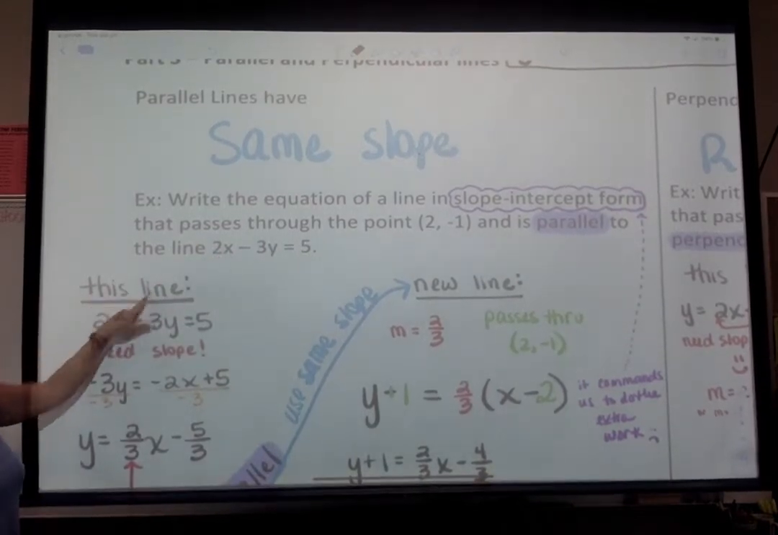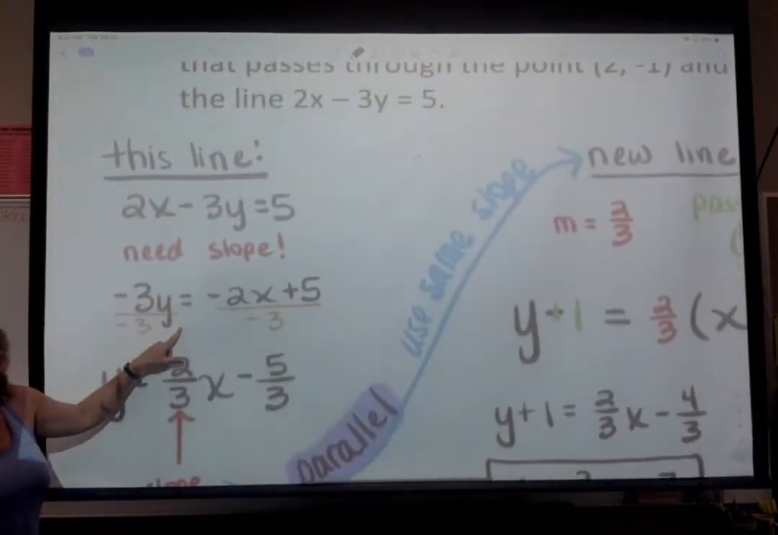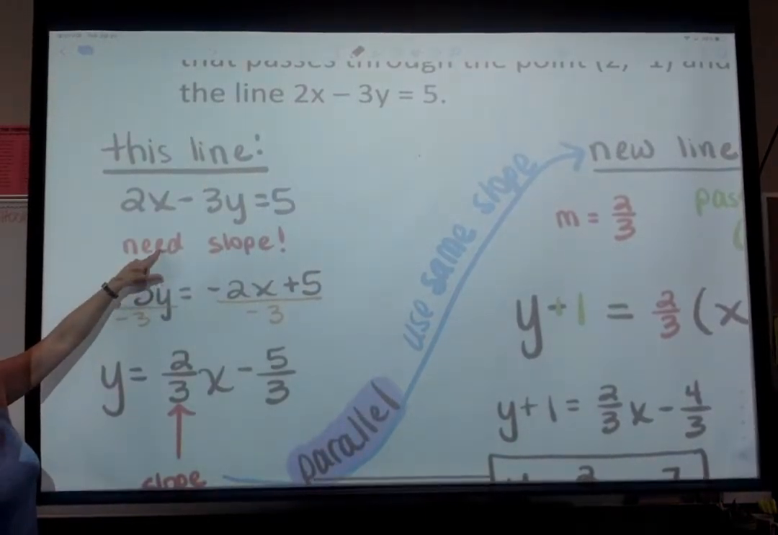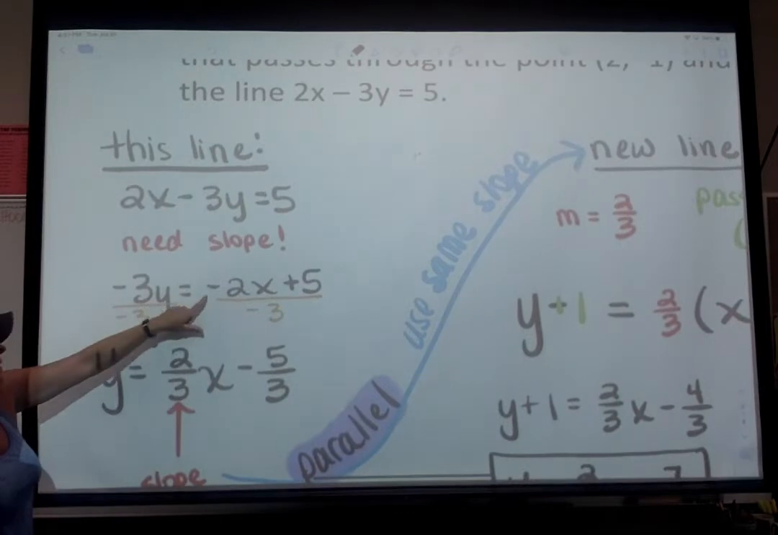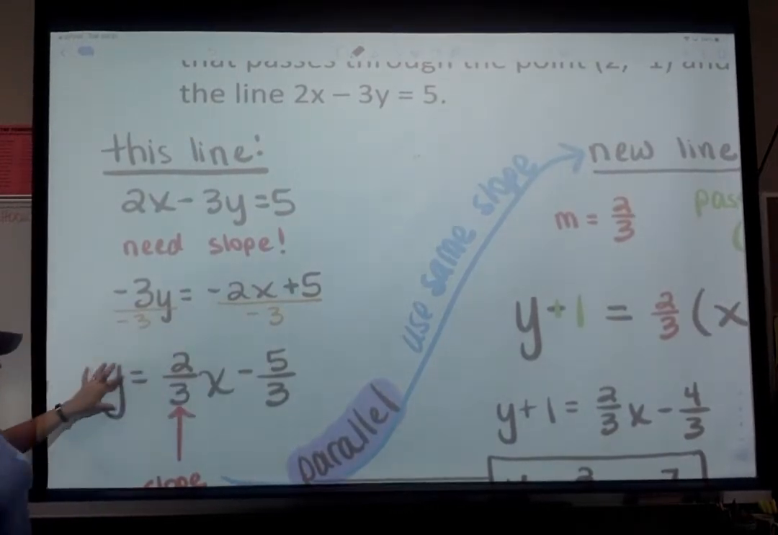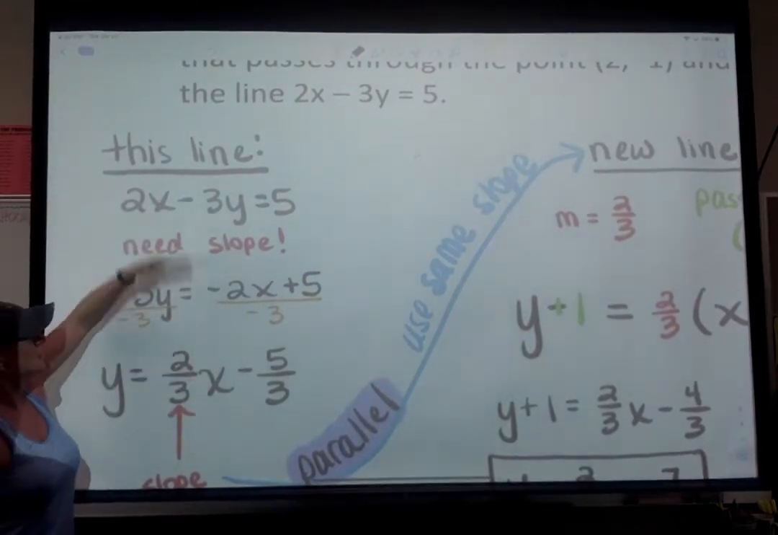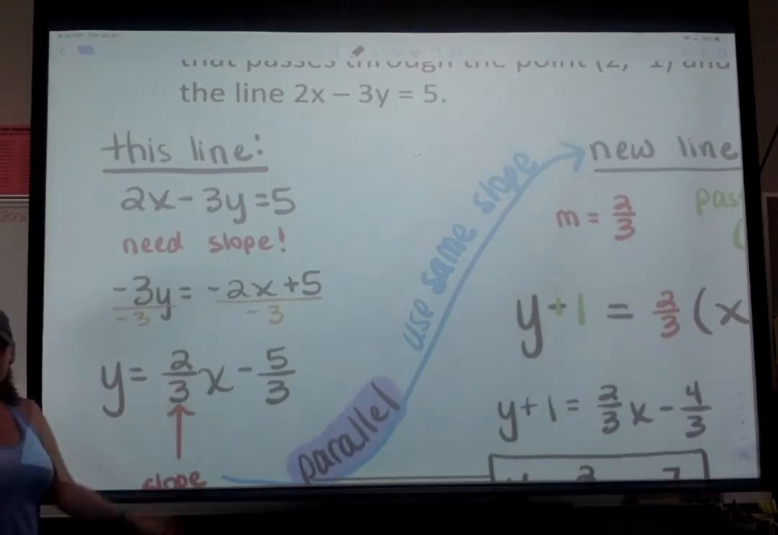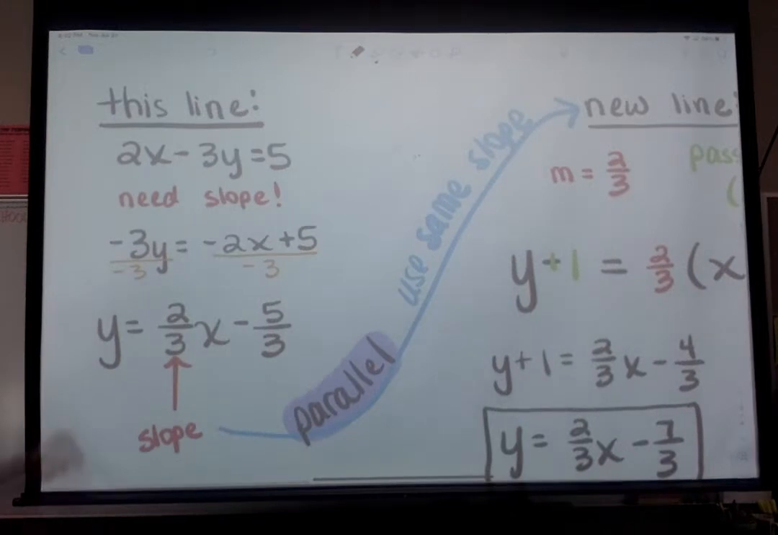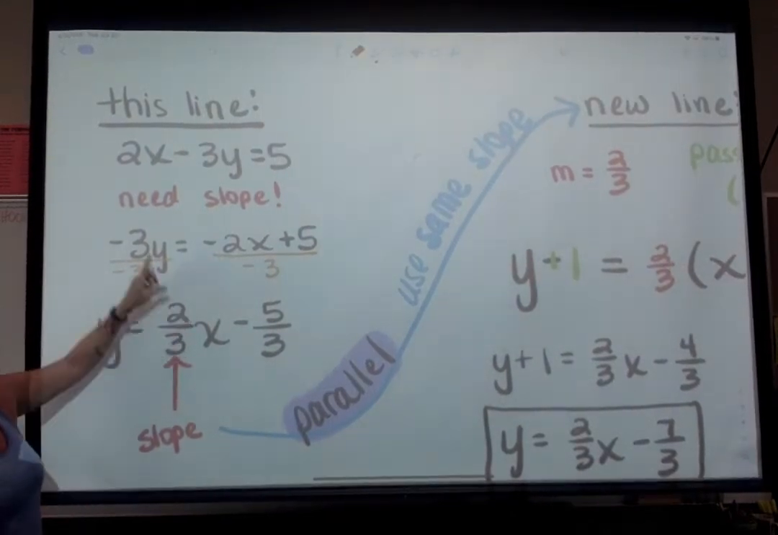So here's this line. I wonder what its slope is. So I solve for y. So I subtract 2x, I divide both sides by -3. Here is a slope-intercept form for this one, okay? Same line. Here's its slope. Slope is 2/3. So keep in mind, 2/3 is my slope that I've identified from this line.